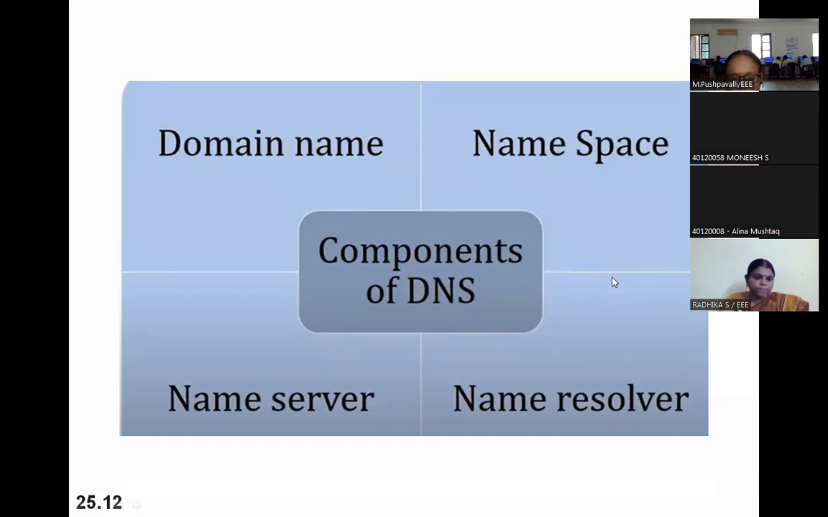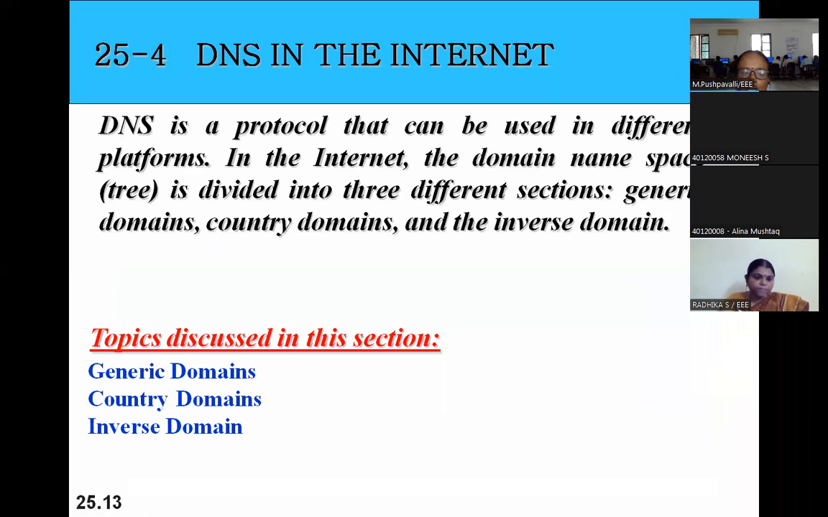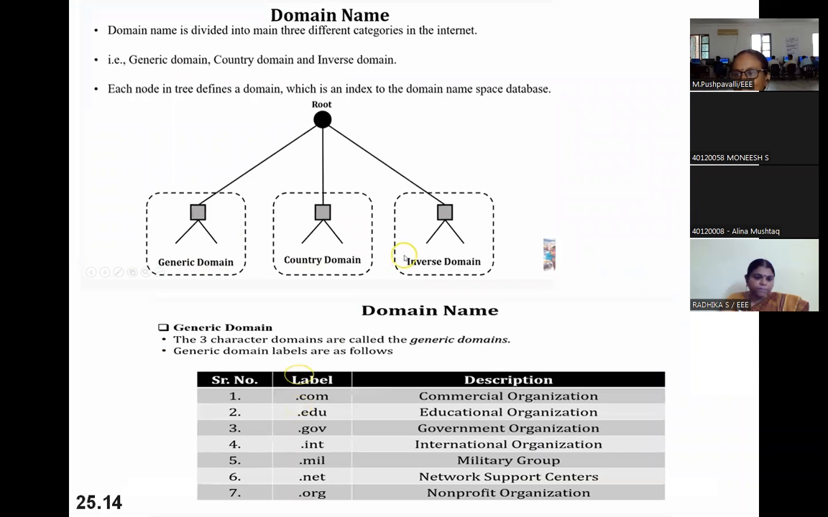Now we will see them one by one. Domain name. We have a DNS protocol that can be used on different platforms, and it has a tree-like structure. It always works at the application layer, which is the interface between the application and the underlying computer networks. So you have to know that. Domain name has three different categories on the internet: generic domain, country domain, inverse domain.